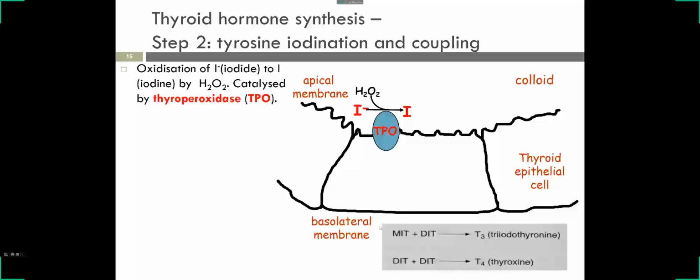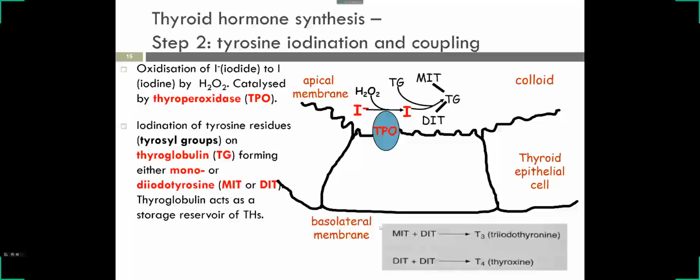This does two things. One, it prepares the reaction for addition to our thyroglobulin, and it also serves to trap the iodine within the colloid, as the iodine is less likely to cross back over the membrane. This process then allows iodine to be used in the next reaction, where we have iodination of the tyrosine groups on the thyroglobulin.